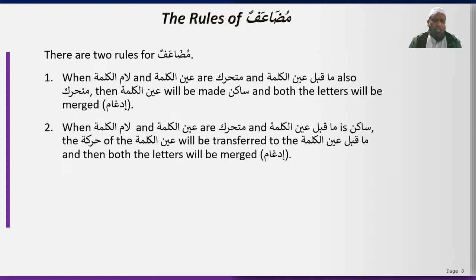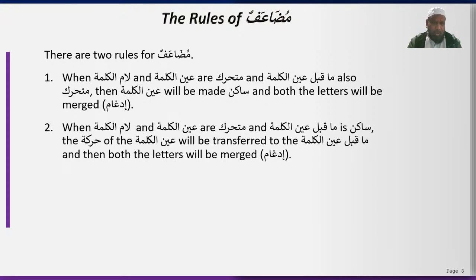So rule number one: when لام الكلمة and عين الكلمة are متحرك and the ما قبل عين الكلمة is also متحرك, then عين الكلمة will be made ساكن, and then both the letters will be merged. Do إدغام.